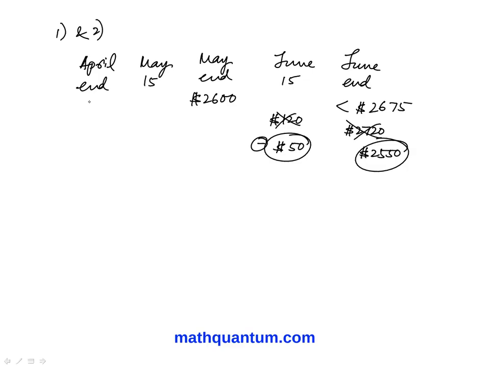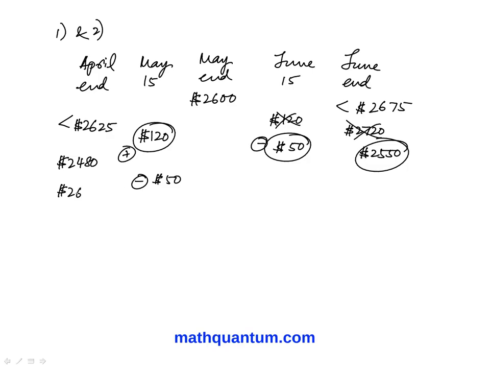And likewise, we know that the balance at the end of April was less than 2,625. And again, we have two options here, whether there was a deposit here, 120. If there was a deposit of 120, then the balance at the end of April would be 2,480. But if there was a withdrawal of $50, this balance would have to be 2,650. And that's not possible because the constraint is it has to be less than 2,625. So there was a deposit that day.